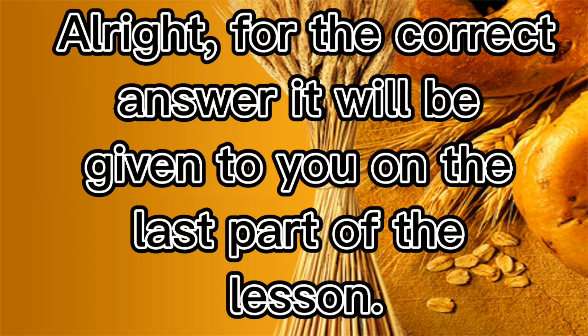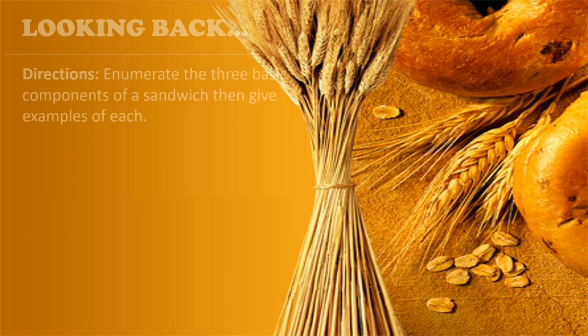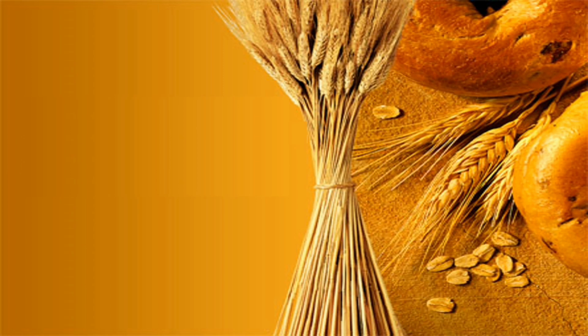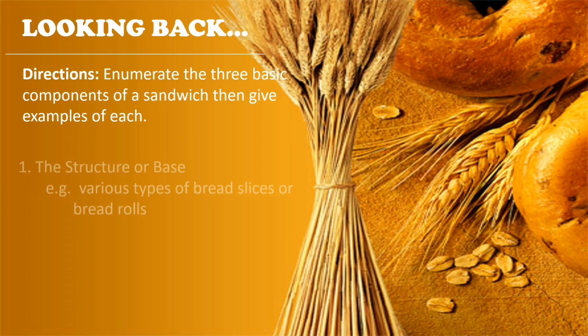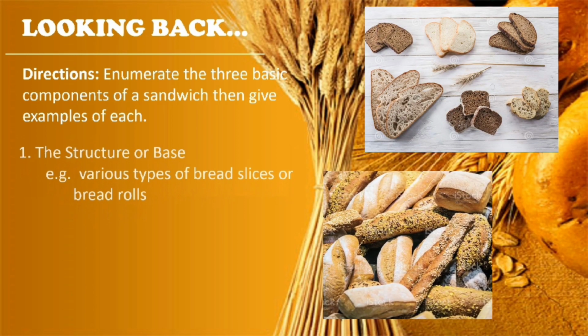Now let us proceed to the looking back. Directions: Enumerate the 3 basic components of a sandwich, then give examples of each. Are you ready? Any volunteer? Okay, number 1, yes, it's the structure or the base. Very good. And examples of these are the various types of bread slices or bread rolls.